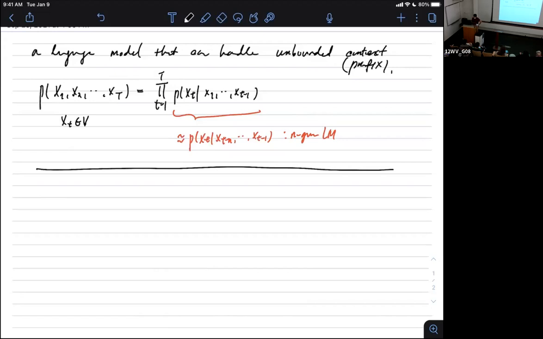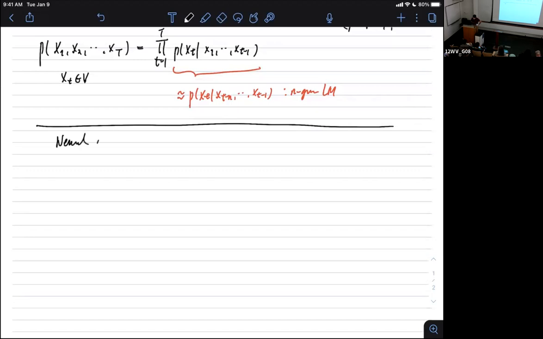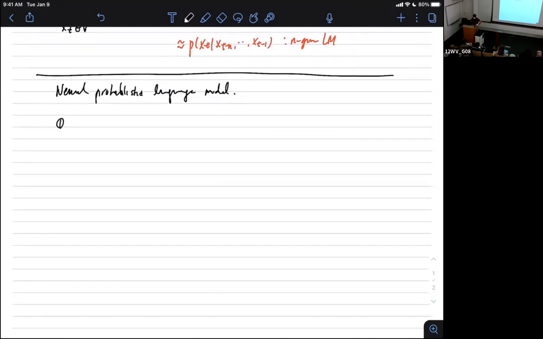And the neural probabilistic language model has three components, right? So let's write the neural probabilistic language model here. What are the three components? The first one is how to represent the input n-gram, the input phrase. So we're going to embed the input phrase.